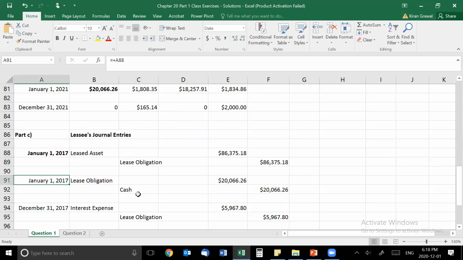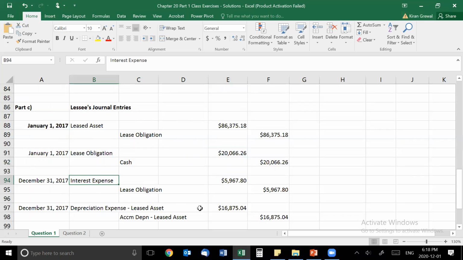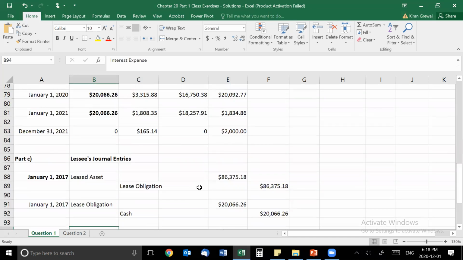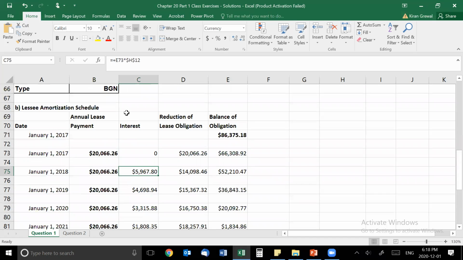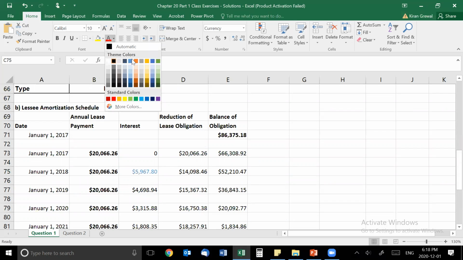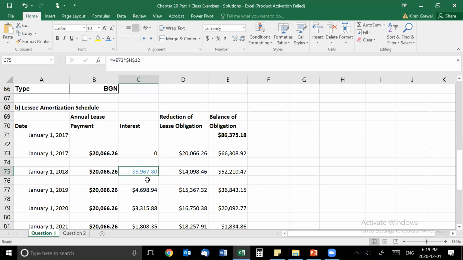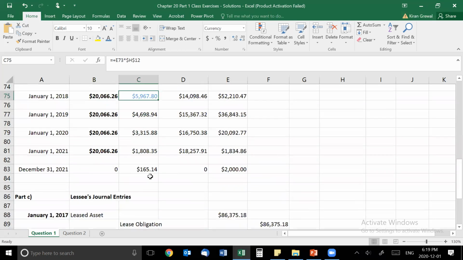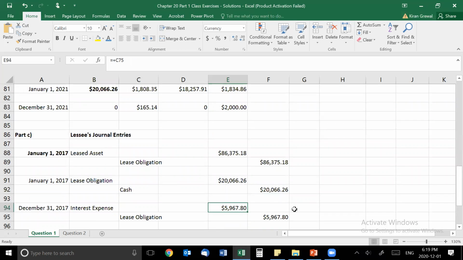What else happens January 1st, 2017 is there is a payment. So we're going to debit our lease obligation, 20,066, credit our cash, 20,066. So those are the two entries at the beginning. At the end of the year, we have two journal entries. One is for our interest expense. So we're going to debit interest expense, credit our lease obligation. And if you go over to your amortization table, your first interest amount is 5967. So we're going to record that, 5967.